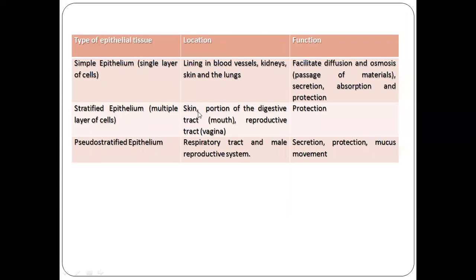Stratified epithelium, we find in skin. It is found as well in portions of the digestive tract, such as our mouth, or the reproductive tract in women, that will be the vagina. Function, protection. Pseudo-stratified epithelium is located in the respiratory tract and in the male reproductive system. The function: secretion, protection, and mucus movement. So the mucus needs to be moved from one part to a different part.